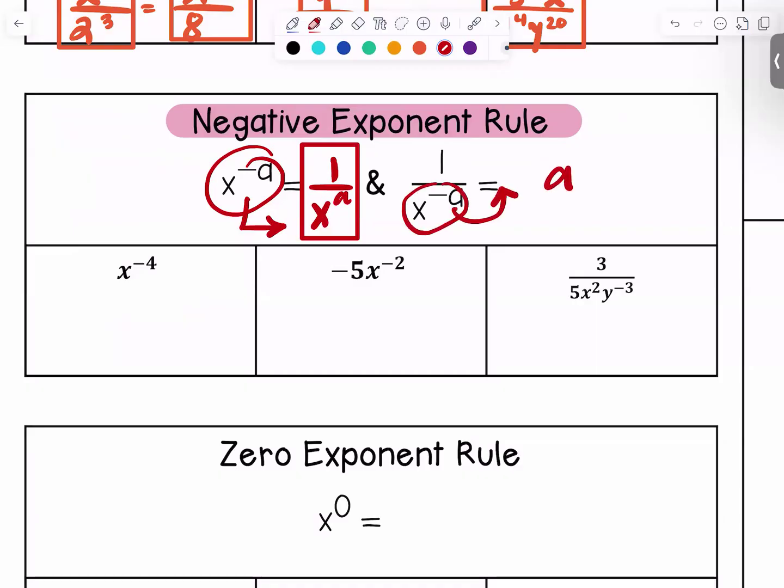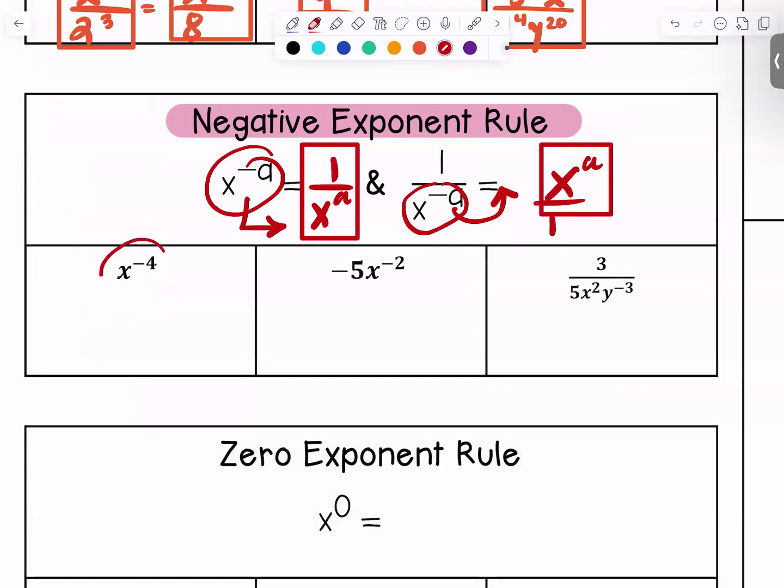So it's x to the a power on top. So you can put it over 1 if you want, so that you know that means that it's on top, but it doesn't matter.